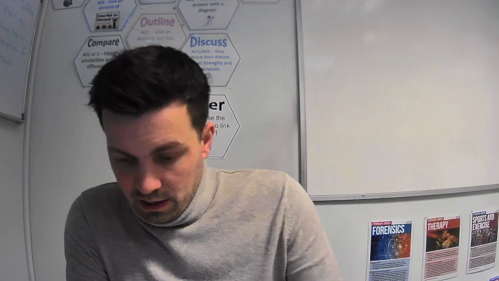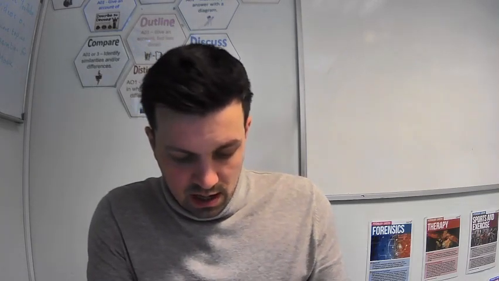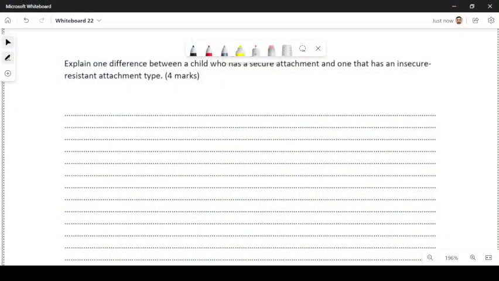And finally, our final question, we are dealing with this one, which is again another one I just made up. So this one says, explain one difference. So again, straight away, explain, but also the one. Explain one difference, okay, between a child who has a secure attachment and one that has an insecure resistant attachment type.